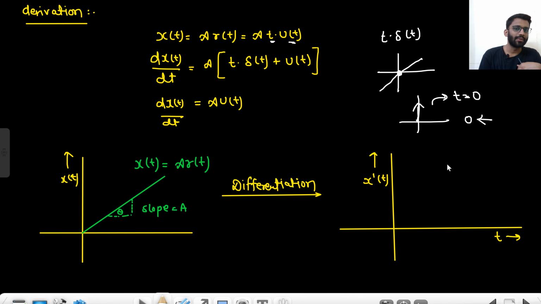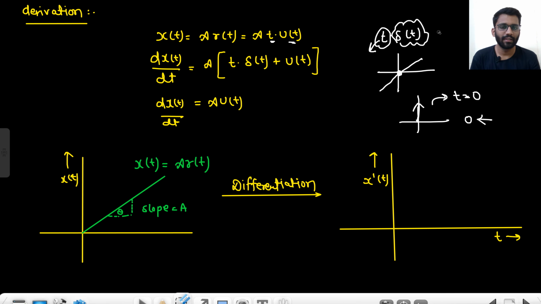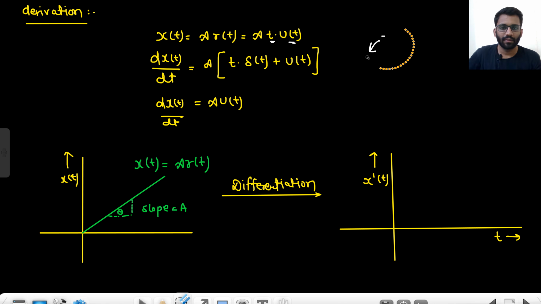Why so? Because delta(t) only exists at t equals to 0, and at t equals to 0, this function is 0. So t into delta(t) will always give you 0. Are you getting this point? Delta(t) exists at t equals to 0 only, and at t equals to 0, your function t is 0. So it will give you 0 value only. Okay. So finally your answer is A u(t).